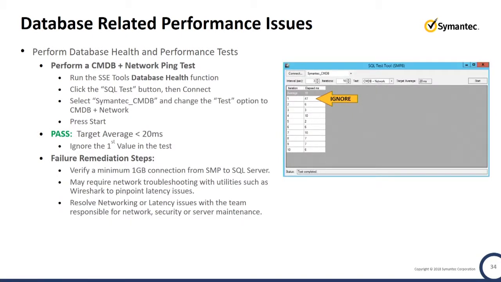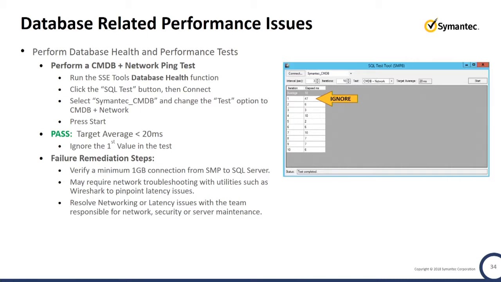Okay, the other one is, of course, the connection test. So this is the CMDB plus network ping test that's in SSE Tools. So if you know anything about our database, we have to have 1 gig connection uninterrupted to your SQL Server. SQL Server and NS should have a 1 gig with no latency whatsoever. So this one here just does a nice quick test to test basically the cable between it, right?